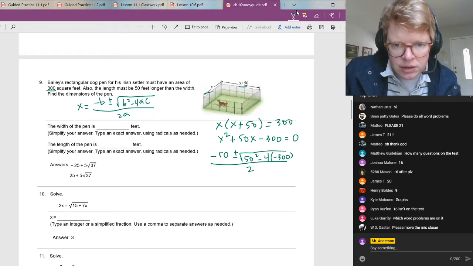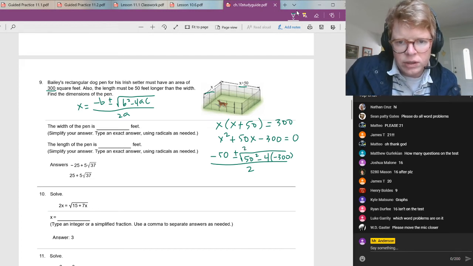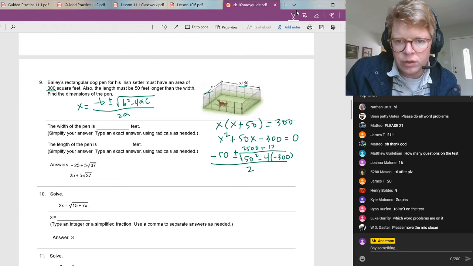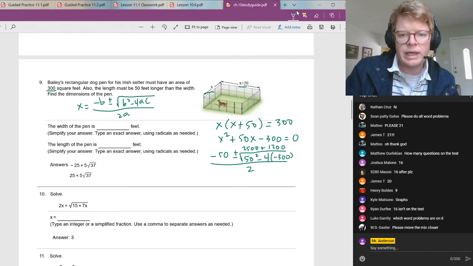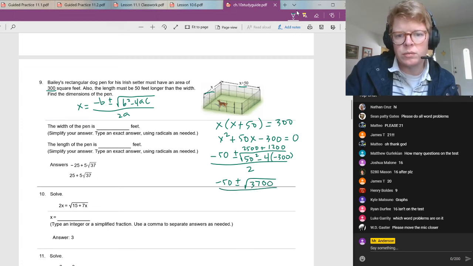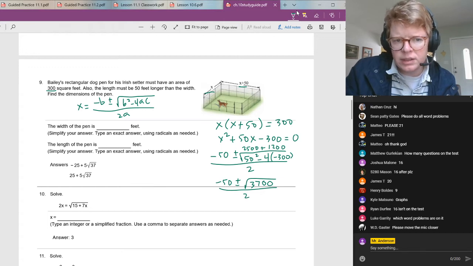So let's simplify this. 2,500, negative and negative is plus. 4 times that is 1,200. So right now it's looking like negative 50 plus or minus the square root of 3,700. Excuse me, let me erase that. Okay, over 2.